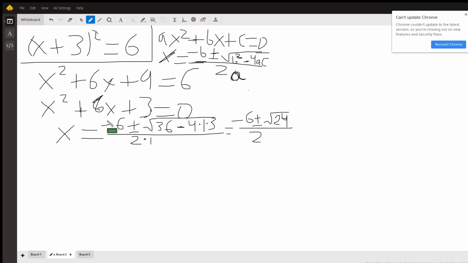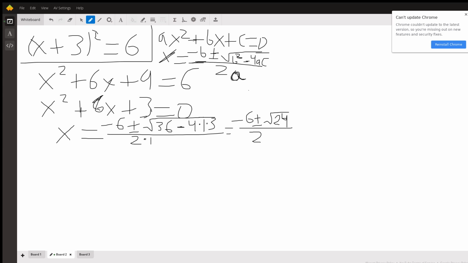And then over 2 times 1 is 2 times a, because a is 1, remember. Okay. So now we'll simplify this. Negative 6, so what is 36 minus 4 times 1 times 3? 4 times 1 times 3 is 12. 36 minus 12, 2 times 12 is 24. Okay. Negative 6 plus or minus square root of 24 over 2.